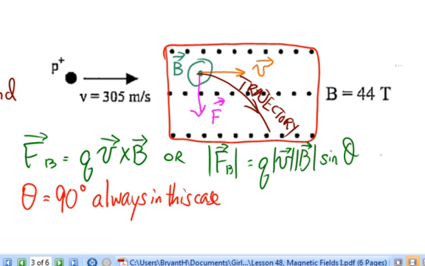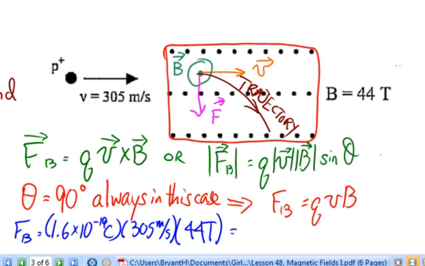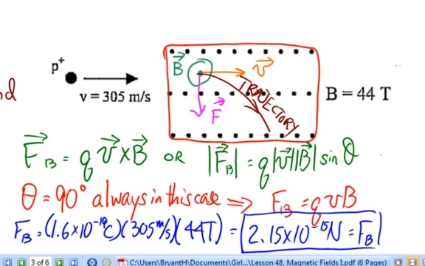So the Lorentz force is going to be q times V times B. And those are numbers that I know. Since this is a proton, the charge on the proton is 1.6 times 10 to the minus 19 coulombs. So now let me put those numbers in, and let's figure out what the force is. And now I substitute the numbers into my calculator, and I get a result. I get that the magnetic force is equal to 2.15 times 10 to the minus 15 newtons.